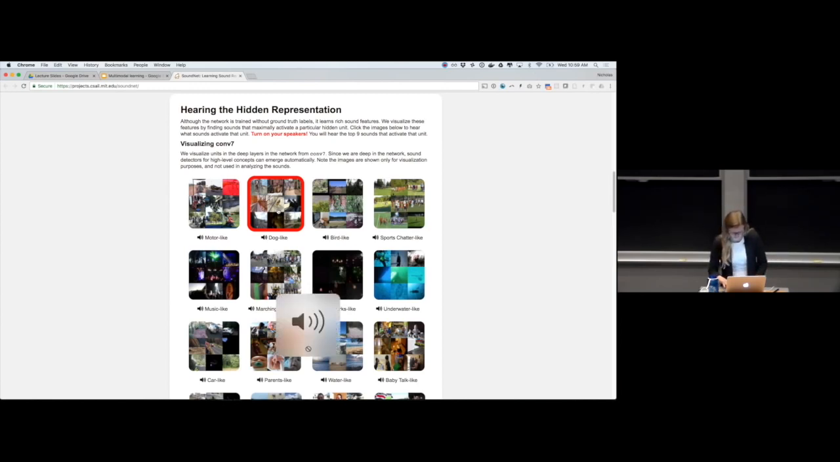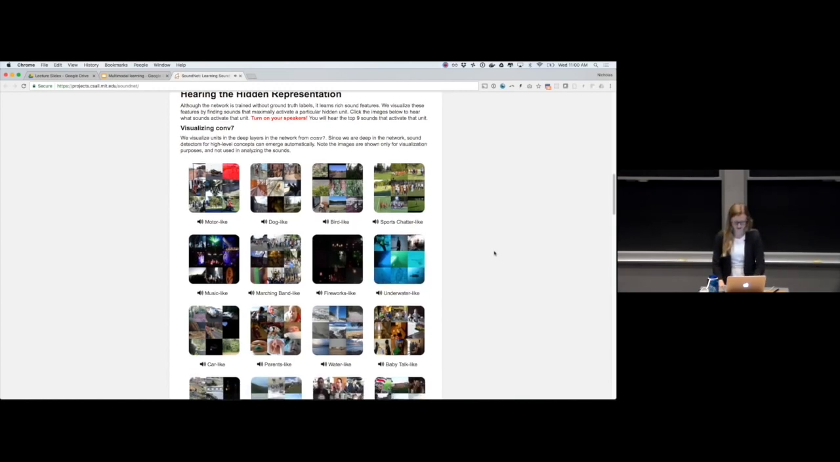So we can listen to some of these. Let's see if this works. So remember, these are not generated sounds. These are just the inputs that maximize some neuron. But it's really cool, these high-level representations of sound that this network has learned. So here we've got underwater. This one's sort of funny.